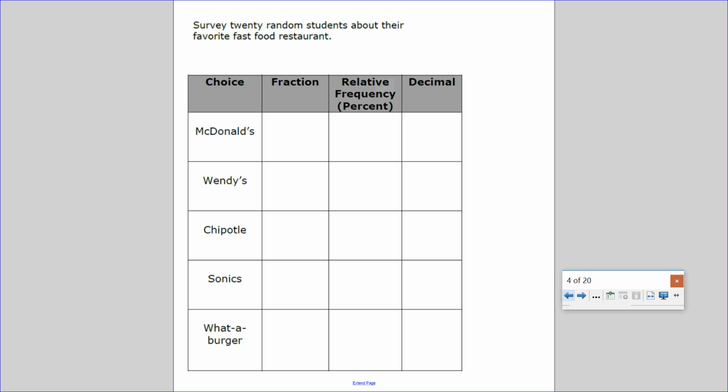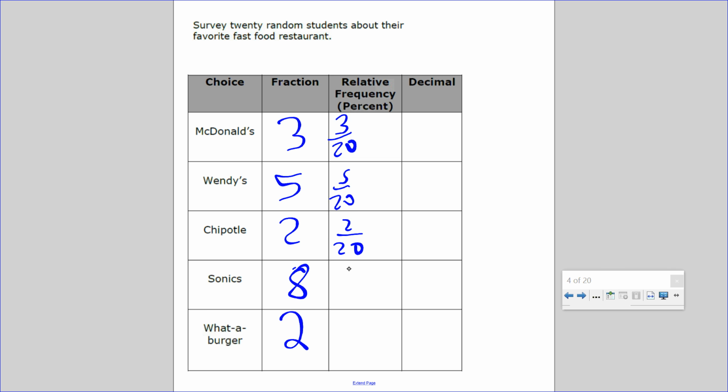We're going to survey 20 random students about their favorite fast food restaurant. So let's just say 3, 5, 2, 10. Oh, no. Let's say 8, and 8, and 2 again. So we surveyed 20 students. 3 students out of 20 chose McDonald's. 5 out of 20 chose Wendy's. 2 out of 20 students chose Chipotle. 8 out of 20 students chose Sonic, and 2 out of 20 students chose Whataburger.